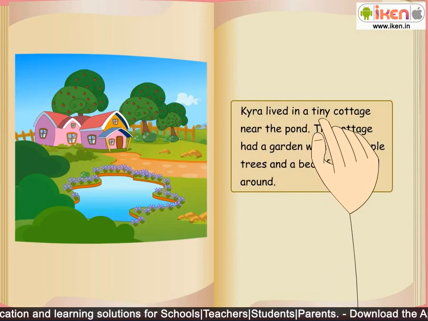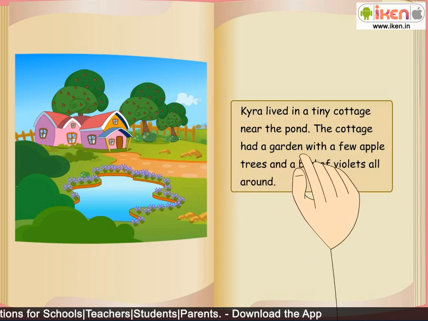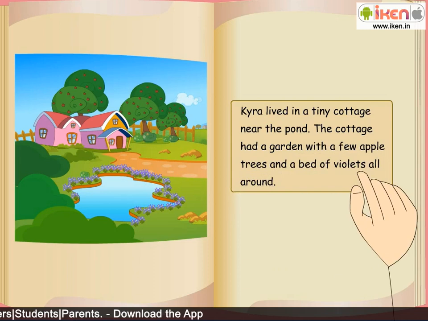Kyra lived in a tiny cottage near the pond. The cottage had a garden with a few apple trees and a bed of violets all around.